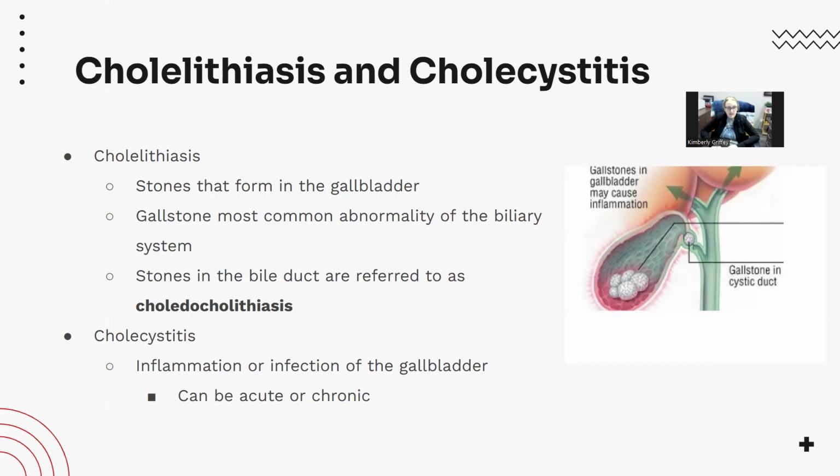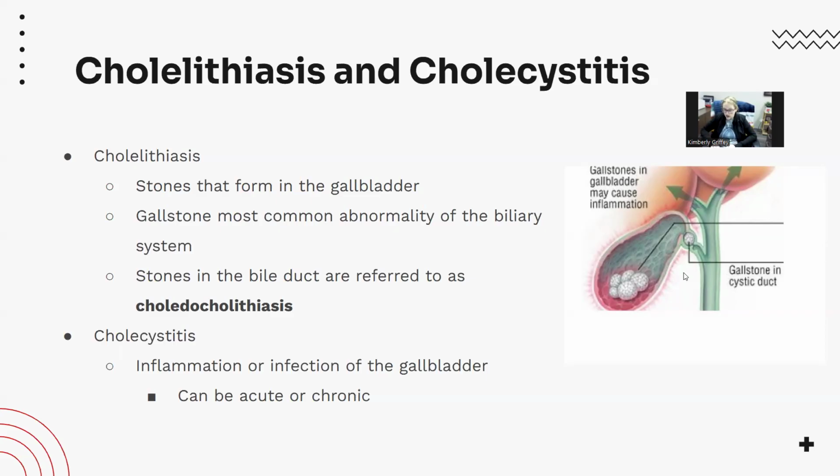So cholelithiasis are stones that form in the gallbladder. And gallstones are going to be the most common abnormality of the biliary system. And then stones in the bile duct are referred to as choledocholithiasis. So these are your gallstones that can cause inflammation, and then if it becomes obstructed, they kind of stop here.